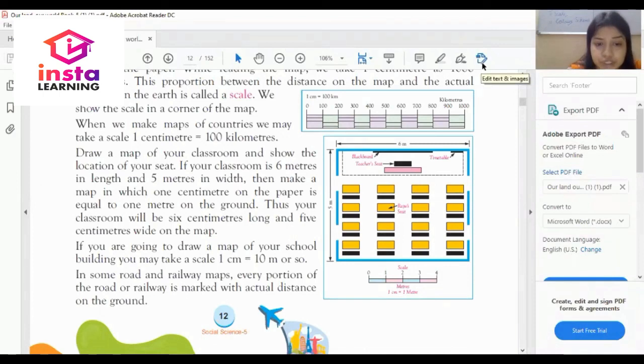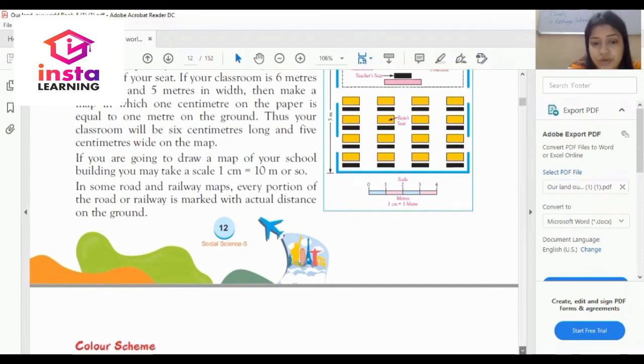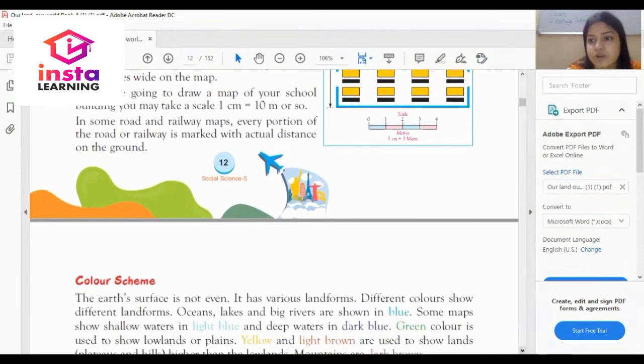So dear student, thus your classroom will be 6 centimeter long and 5 centimeter wide on the map. So, dear student, if you are going to draw a map of your school building, you make a scale of 1 centimeter equals to 10 meters. So, dear student, this is very basic calculation to study map or draw map.